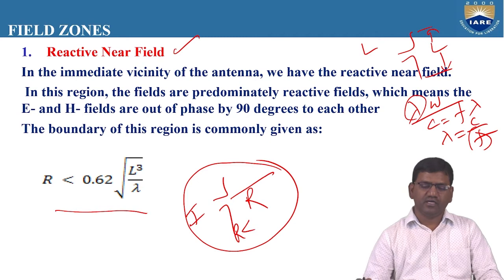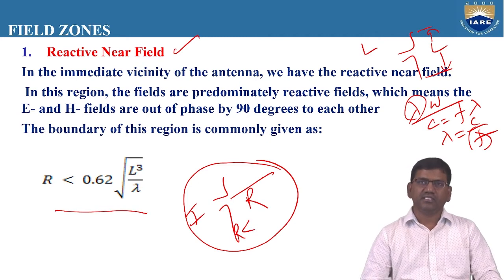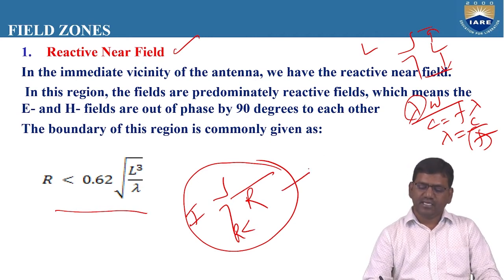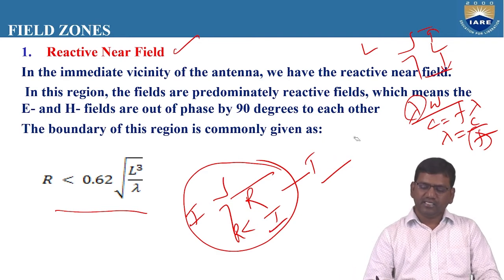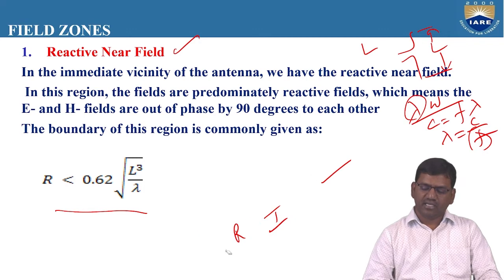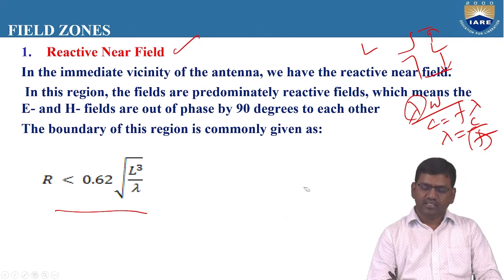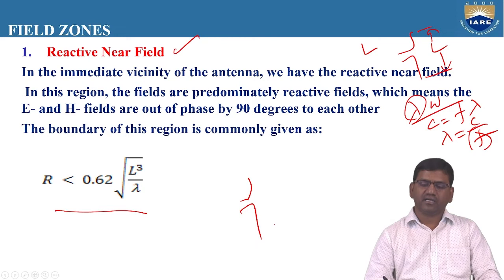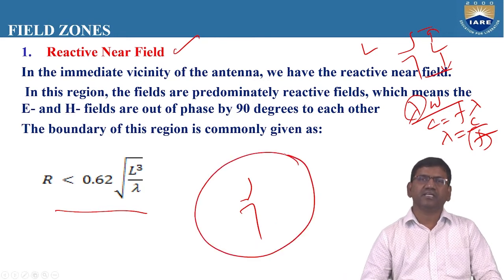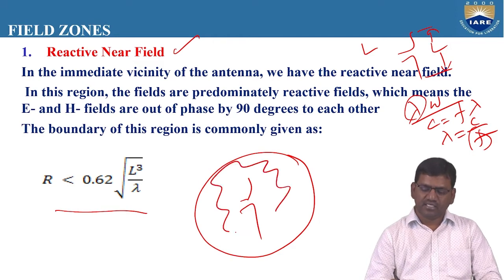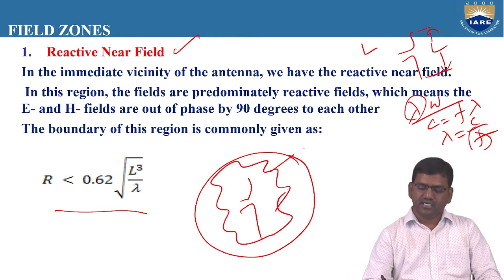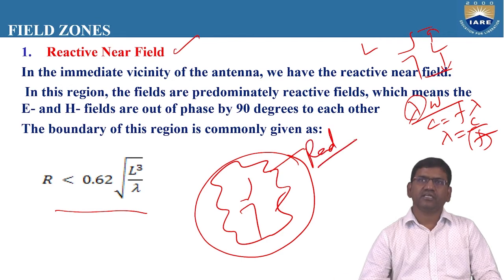This zone we call the reactive near zone. So in this zone, what happens? In the first zone, the inductance is more. As the inductance is more, the radiation pattern is not clear. That means the radiation pattern observed in this zone is non-uniform. You will get a radiation pattern like this; this is the radiation pattern in the first field, the near field.